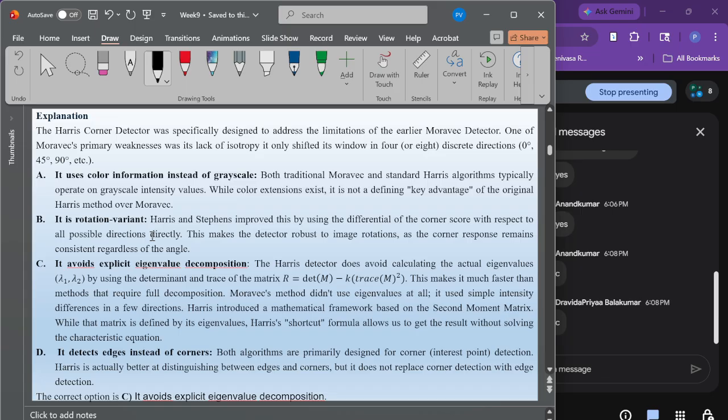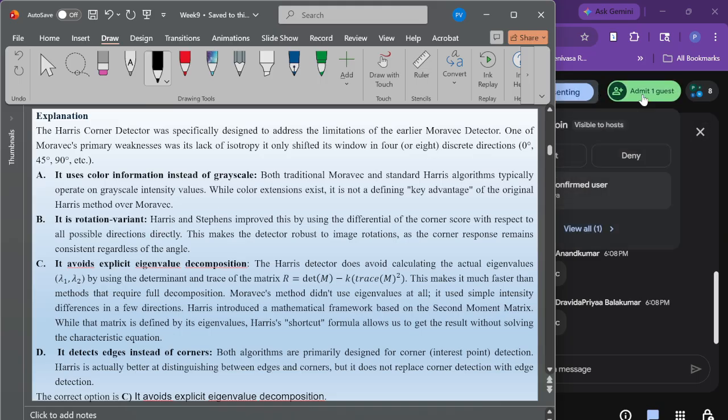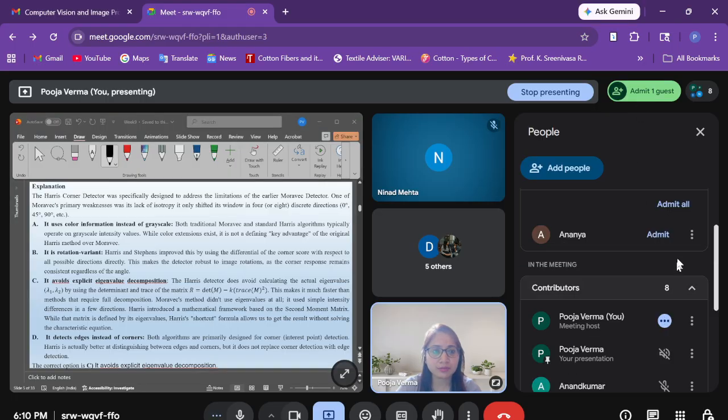Option B, it is rotation variant. Harris and Stephens improved on this by using the differential of the corner score with respect to all possible directions directly. That makes the detector robust to image rotation, as the corner response remains consistent regardless of the angle. So it is rotation invariant, not rotation variant.